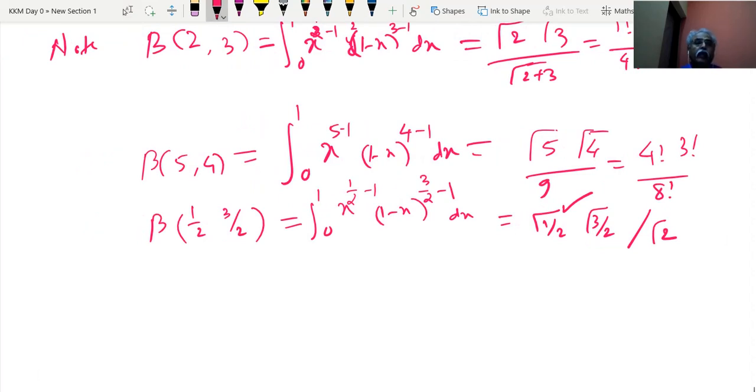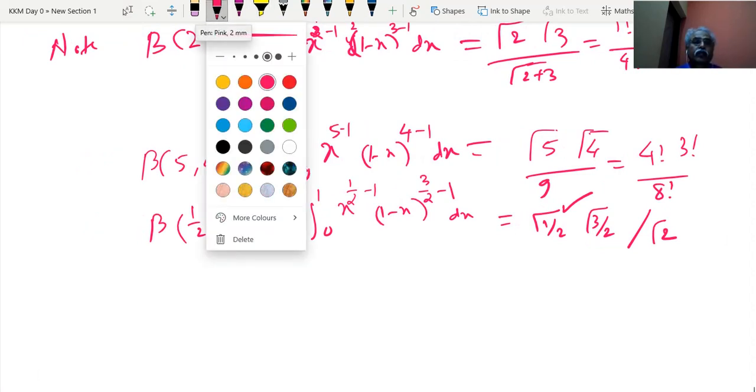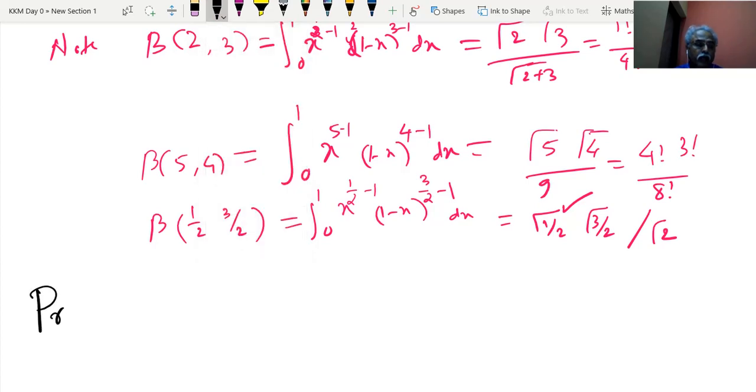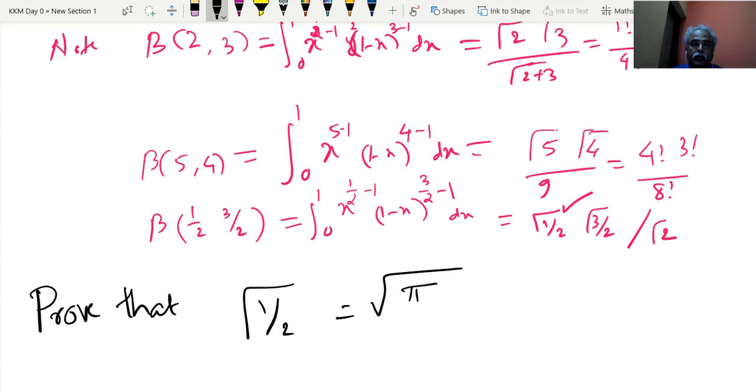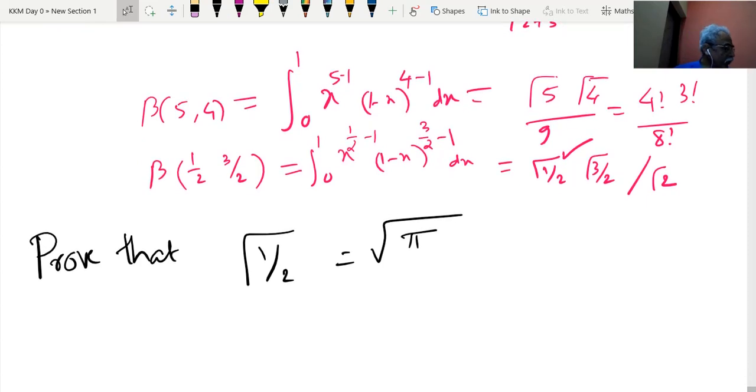Prove that many times these two questions are asked. So practice them. Prove that, very, very important question, many times asked. Prove that gamma half is root pi. So we use a similar technique here. We take the help of beta gamma functions and try to prove that.